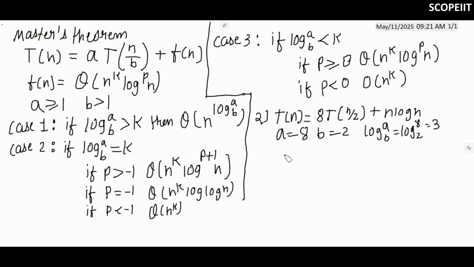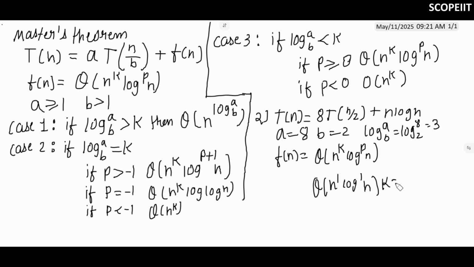Then again we will find f of n is equal to theta of n to the power k log to the power p of n. Now here we have n, and we have log n also. Both we have. So in that case, n to the power 1 and log also is there, so this is also 1. So in that case, your k is 1 and your p is also 1.